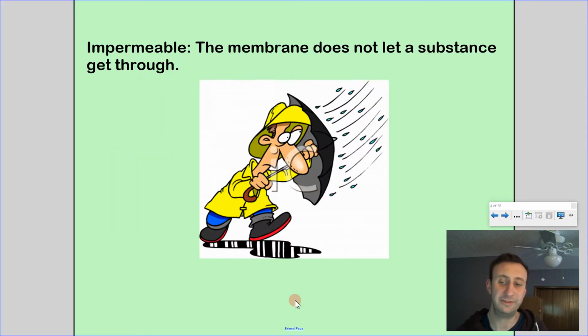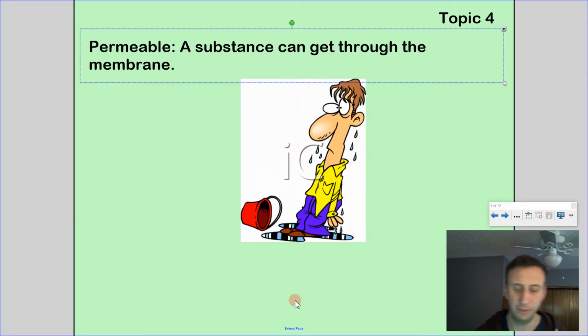When I say that a membrane is impermeable to something, I'm saying that that substance can't get through. So an umbrella is impermeable to water. Water cannot get through the umbrella membrane. If I say that something is permeable, that means that the material can get through it. So looking at the picture, if I say that shirt is permeable to water, that means that water can get through the shirt, right? It can travel through the shirt so the person feels wet. So that would be permeable. It means that something can get through.